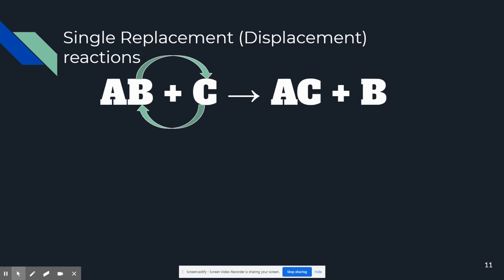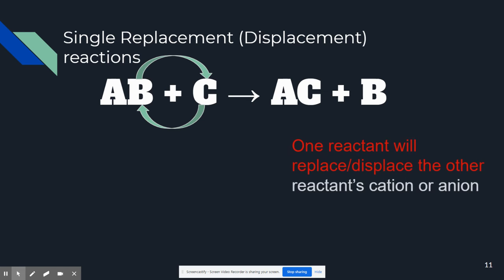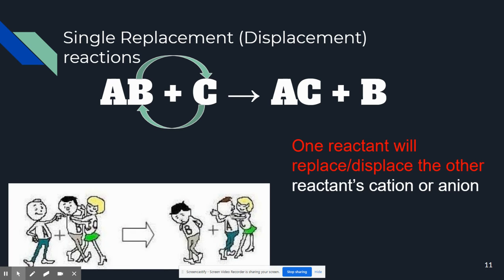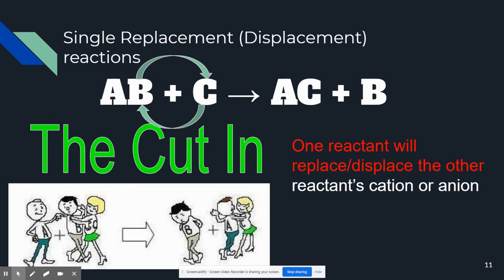Single replacement, okay? One thing goes in and replaces the other. So one reactant is going to be replaced by another, and it can be either a cation or an anion. Okay, what does it look like? You got A, he wants to dance with C, so he taps in, and B is leaving. It's called the cut-in.